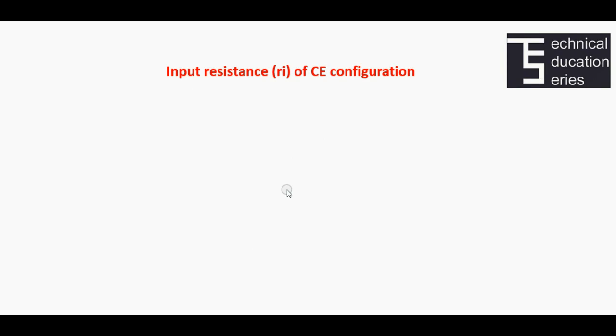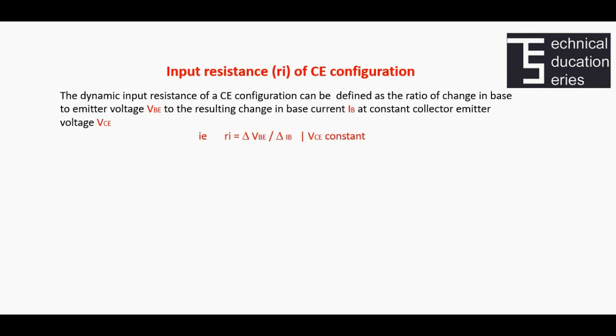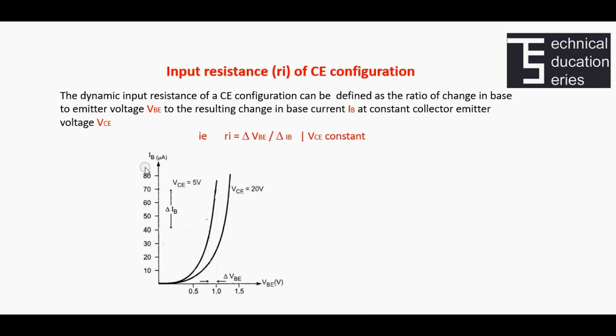Input resistance of CE configuration. The dynamic input resistance of a CE configuration can be defined as the ratio of change in base to emitter voltage VBE to the resulting change in base current IB at constant collector to emitter voltage VCE. That is delta VBE divided by delta IB, VCE constant. We can determine the input resistance of the CE configuration using the input characteristics curve of the CE configuration. So let us see how it is.